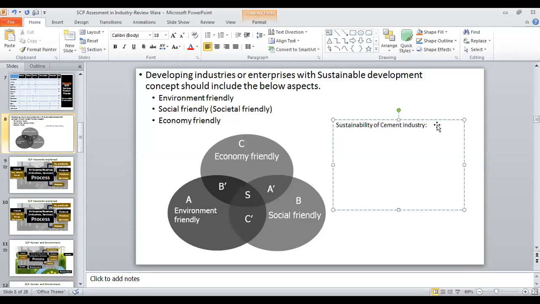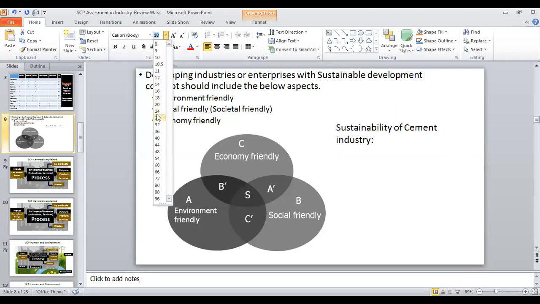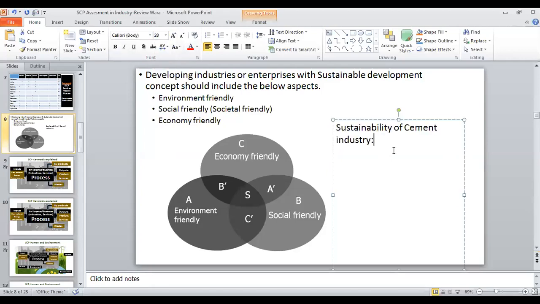So when you look into the sustainability of the cement industry, I can write small, maybe these letters. Let me make it a little bit big. Sustainability of cement industry. You have to look into the inputs. Inputs means raw materials.